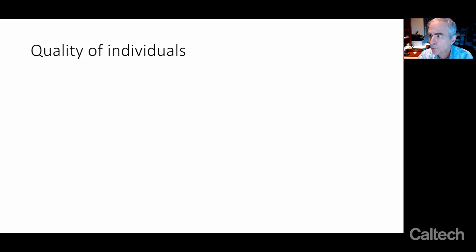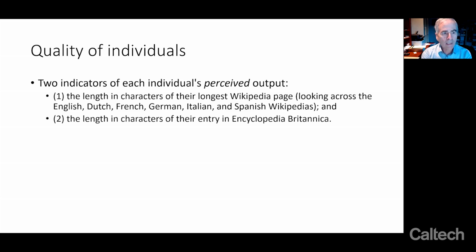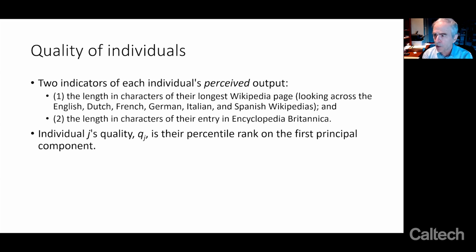So how do we measure quality of individuals for purposes of estimation? We pull out a couple of indicators of each individual notable's perceived output. And one component of this is the length in characters of their longest Wikipedia page. And here we look at the English, Dutch, French, German, Italian, and Spanish Wikipedias. And the other factor is the length in characters of their entry in Encyclopedia Britannica. Then we just take the percentile rank on the first principal component. So obviously people in 1200 are probably going to have shorter Wikipedia articles than those in 1800. And so in our analyses, we'll try to control for that sort of effect.